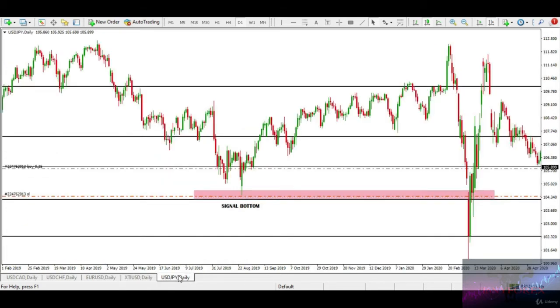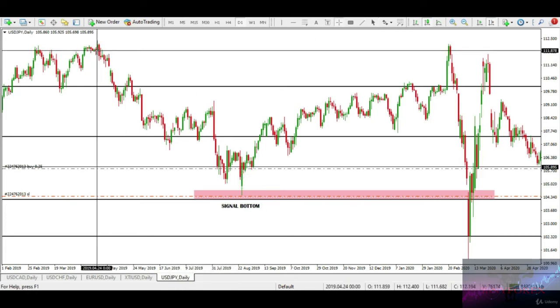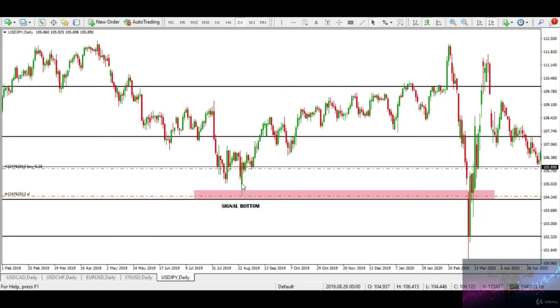Guys, the final example is of US dollar and Japanese yen. The criteria remain the same to test the strength of this signal bottom, as I show you here. Please remember that a signal bottom or a signal top which is not associated with a clear market trend is not as effective when compared to those associated with clear market trends.